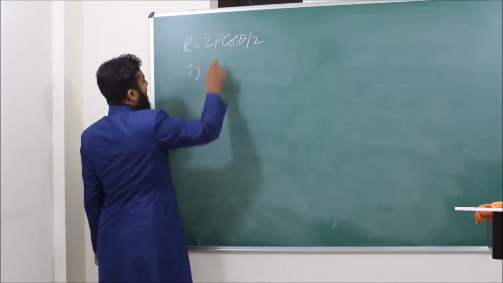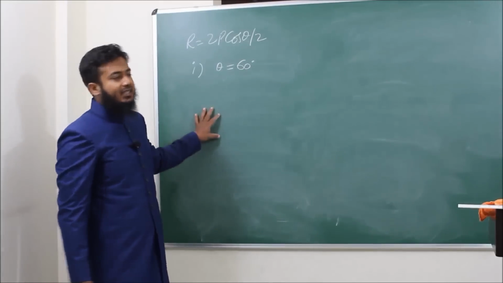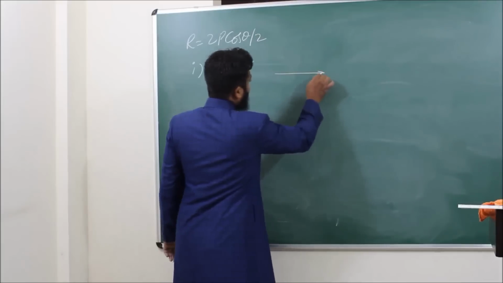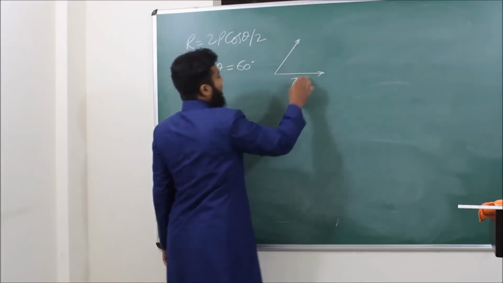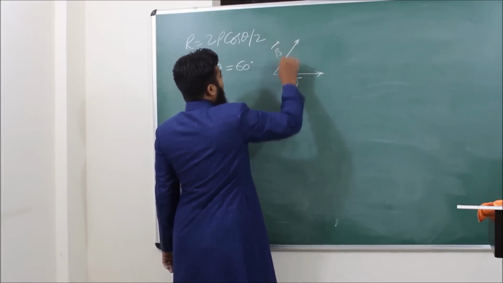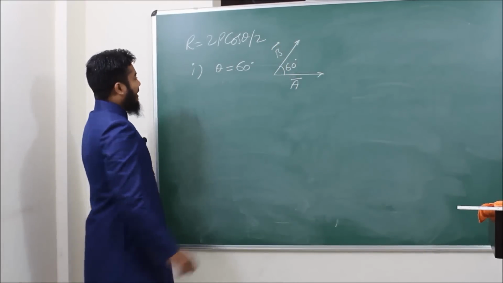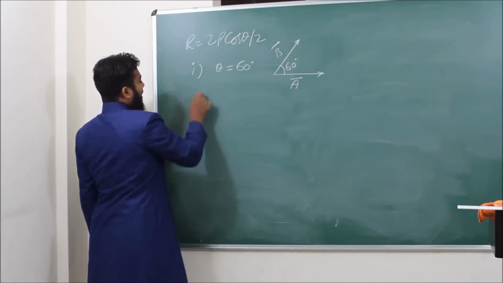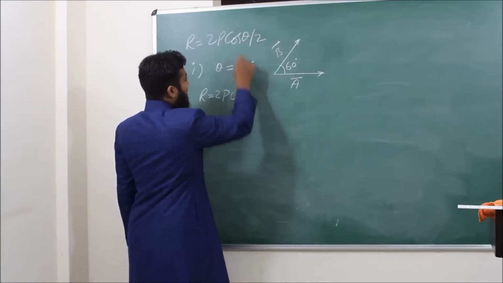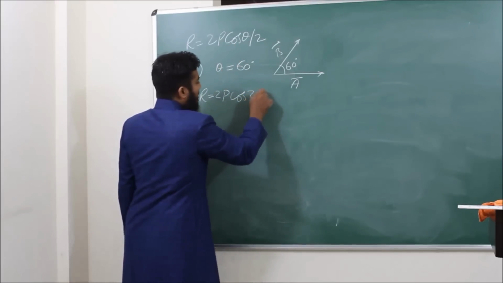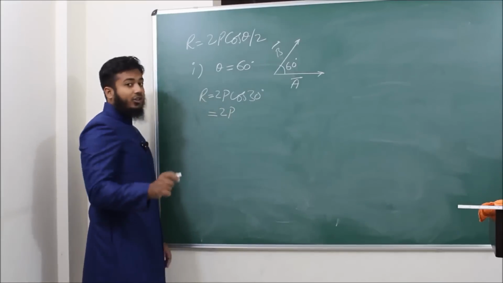Now what if this angle is 60 degree? Two vectors at 60 degree angle. Say we have a vector A and vector B of equal magnitude, so the lengths of these two vectors are equal, and the angle between them is 60 degree. Then put theta is equal to 60 degree. Here you will have R equal to 2p and cos of 60 by 2, that is 30. And how much is cos 30? That is root 3 by 2.